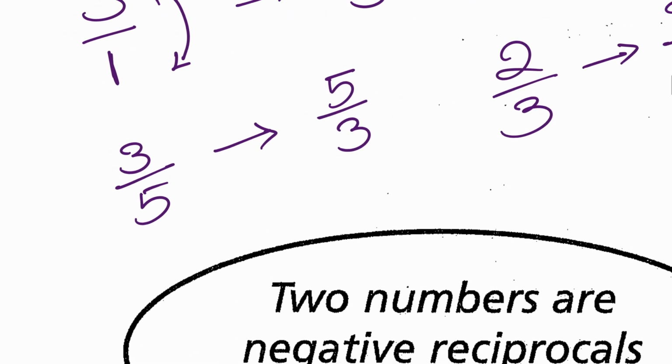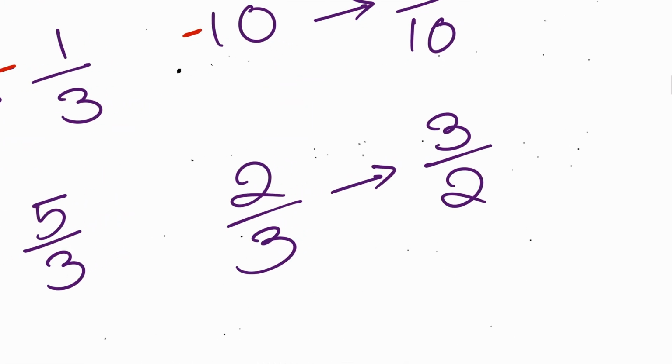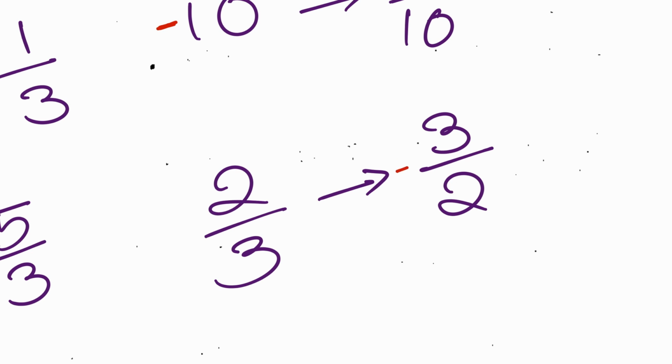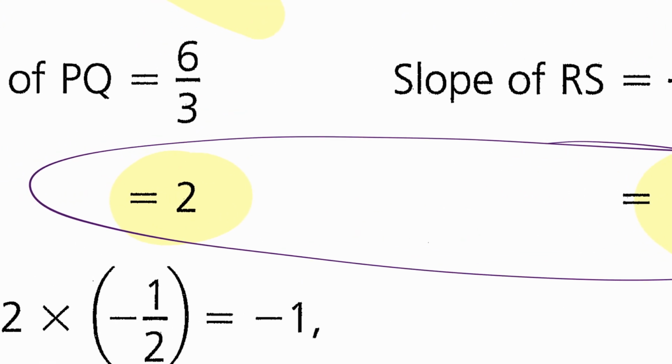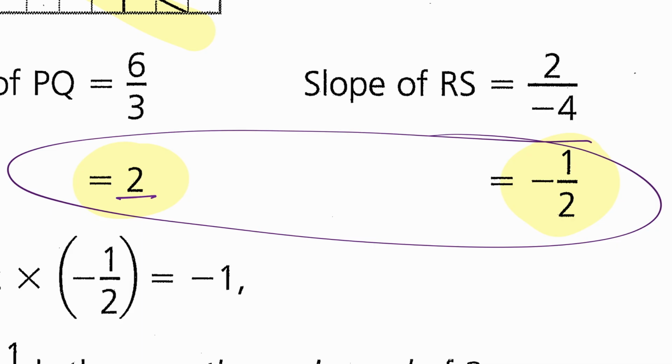Okay, look at this example. Suppose this is negative and this one is positive, then we can say they are negative reciprocals. 2 by 3 and 3 by 2. Let this be negative. Okay, so they are negative reciprocals. So any one of the pair should be negative. So now we can check this. We have 2 here. 2 means 2 over 1. So the reciprocal of 2 is 1 over 2 and the negative reciprocal of 2 is negative 1 over 2.